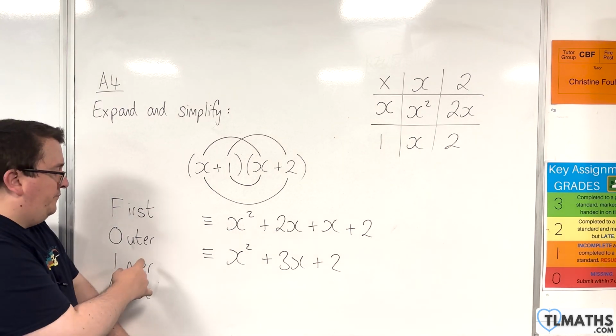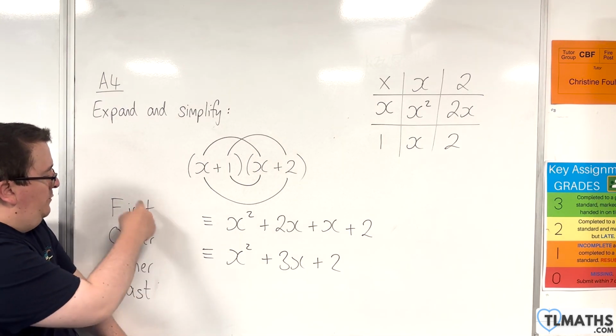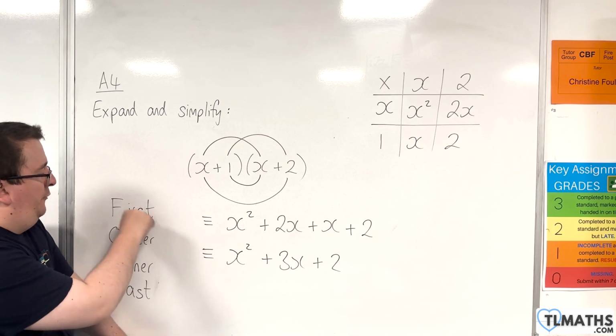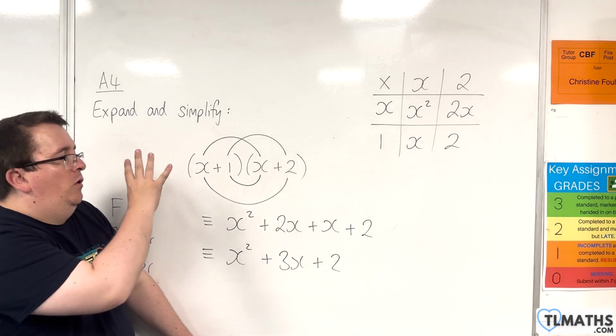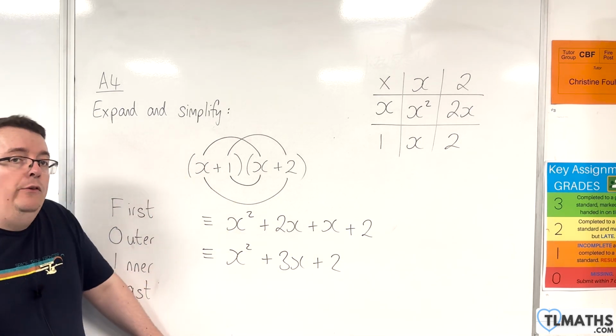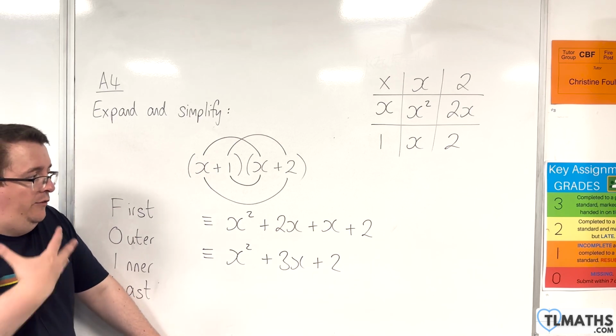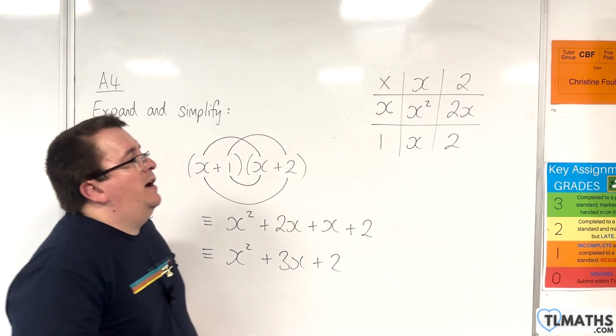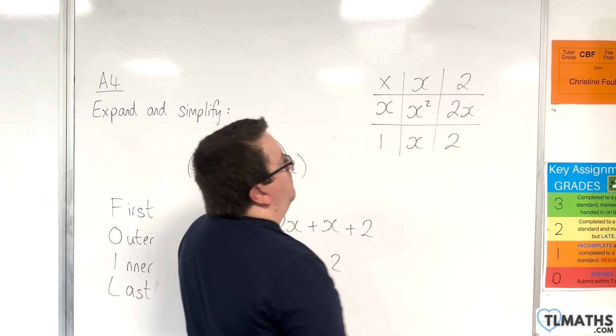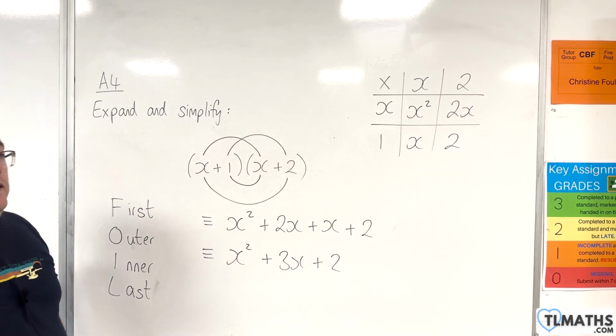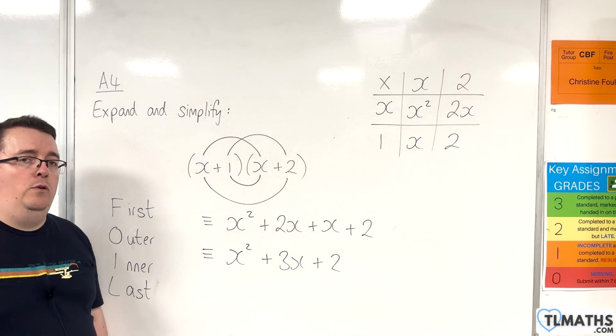As I said, I don't tend to remember it as FOIL. I just make sure I multiply everything by everything else inside the brackets. That's my preferred way of doing it. But you may find that multiplying out in a grid will be useful. If you find that useful, go with it.